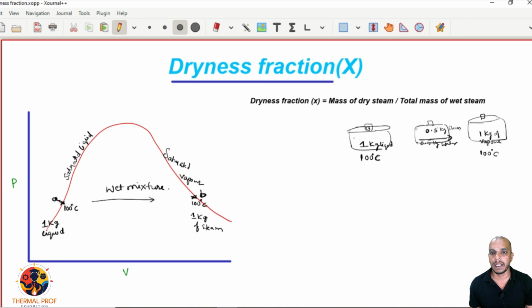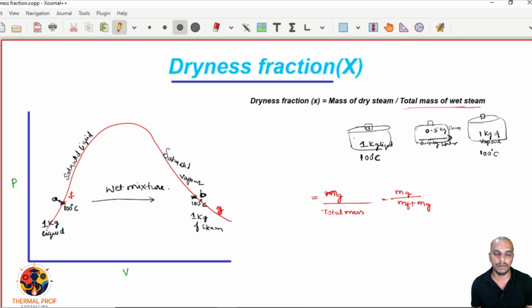Now, dryness fraction is defined as the mass of dry steam in the total mass of the mixture. We also know that the saturated liquid side in the data handbook is denoted by suffix f, and the right side is denoted by g. So, mg is the mass of dry steam divided by the total mass. The total mass can be rewritten as mf plus mg.